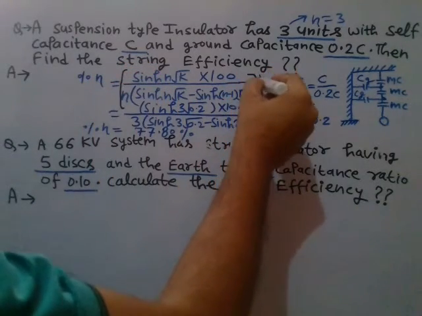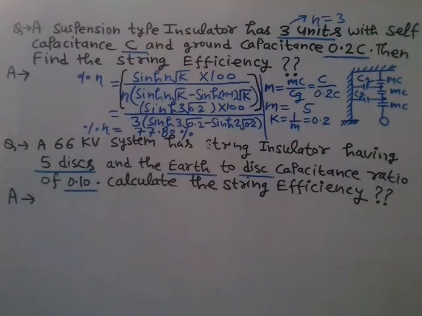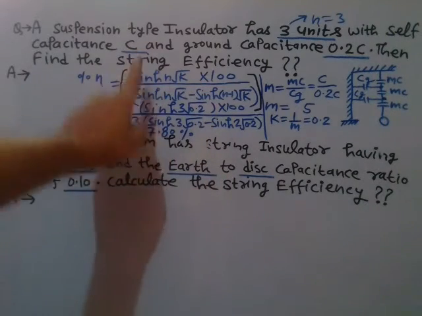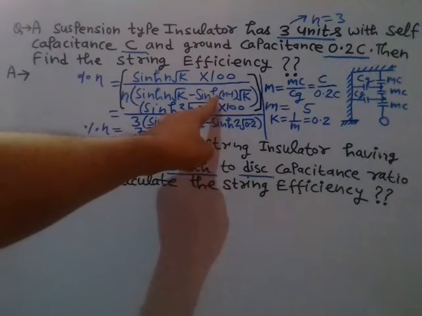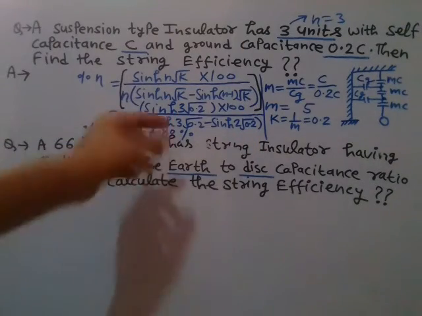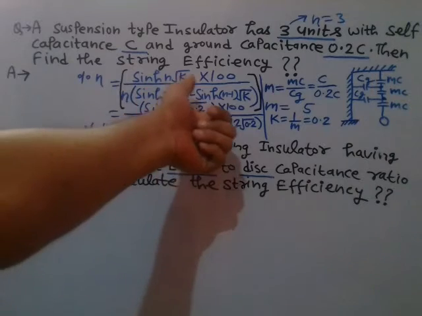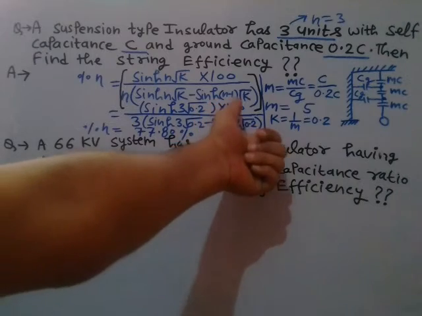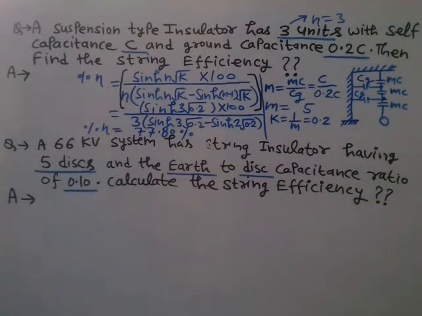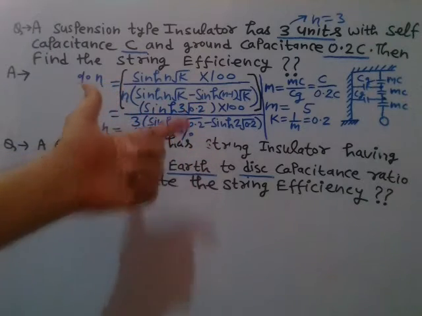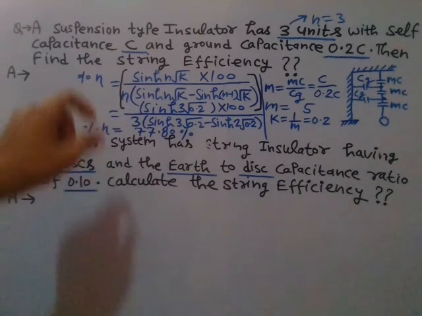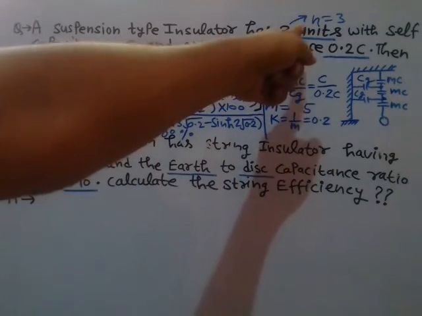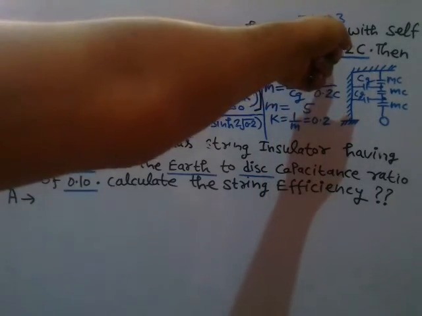Just keep this formula in your mind, that is the trick. It is very simple: sinh(n root k) divided by sinh(n root k) minus sinh((n minus 1) root k). We are not going into the derivation of this formula; just keep this formula in your brain and put in the values of n and k. n is the number of discs or units, that is, n is equal to 3.